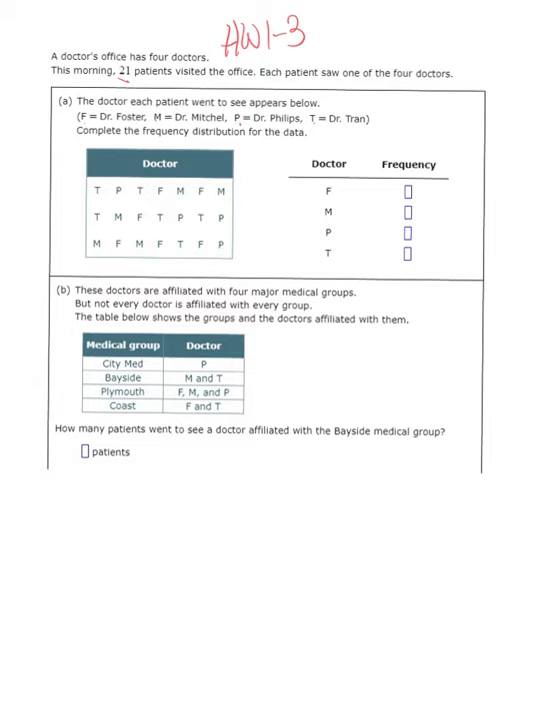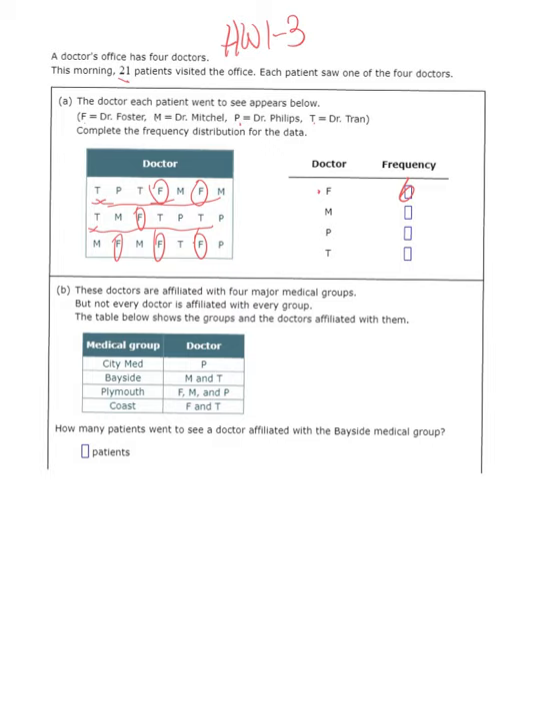So here are the 21 patients. They saw these doctors, and we just got to go around and count each doctor. So first thing, I see an F over here, so I'm gonna go count the F's. There's 1, 2, 3, 4, 5, 6 F's. I'll go over here and put a 6 in there.